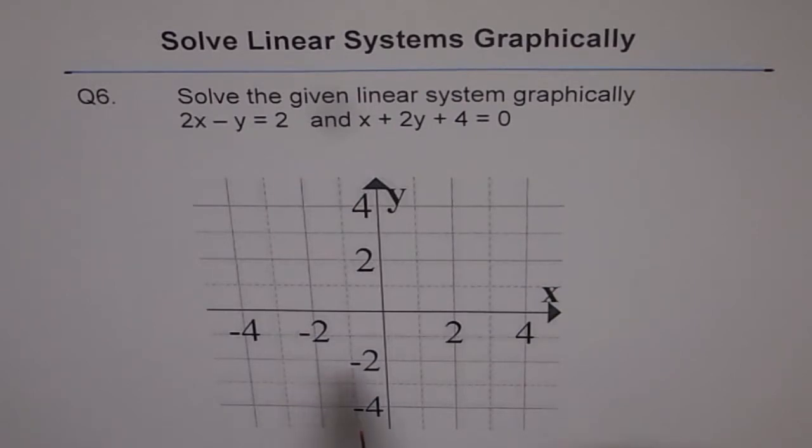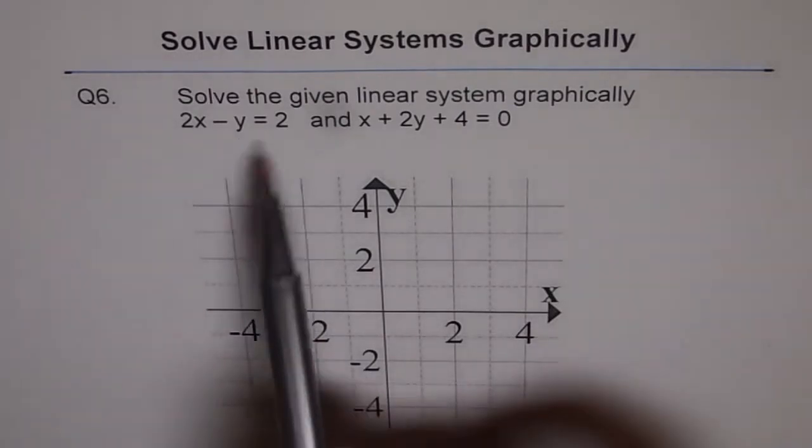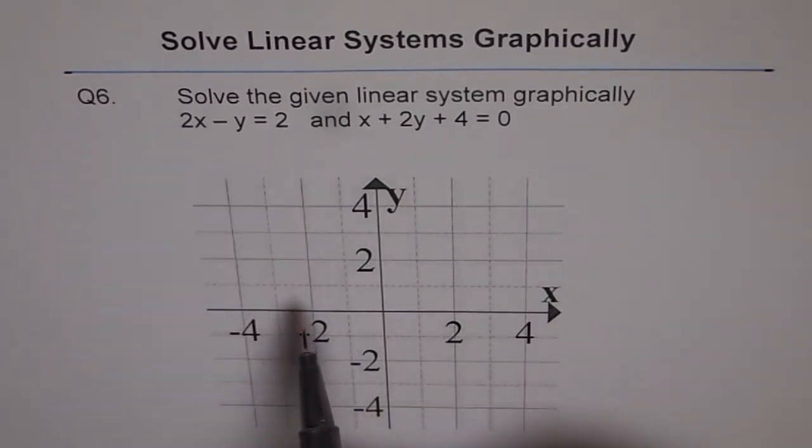So let's try to figure out how to sketch this line. Now 2x minus y equals 2, we could have written in slope-intercept form and sketched it, right? That's one way of doing it. Second is we can also find the x and y-intercepts. X and y-intercepts seem to be the easier option, okay? Let's do that for this.